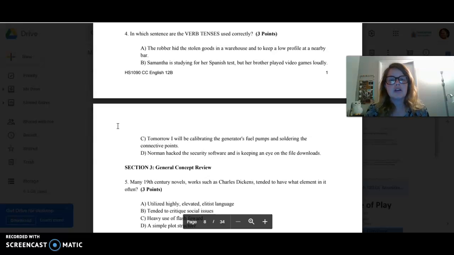A, the robber hid the stolen goods in a warehouse and to keep a low profile at a nearby bar. B, Samantha is studying for her Spanish test, but her brother played video games loudly. C, tomorrow I will be calibrating the generator's fuel pumps and soldering the connective points. Or D, Norman hacked the security software and is keeping an eye on file downloads.